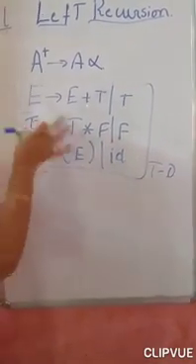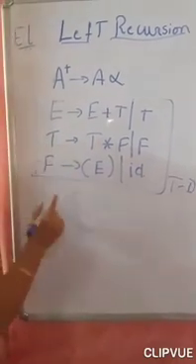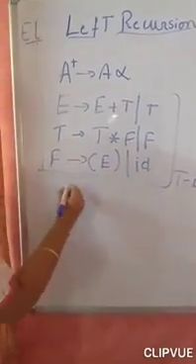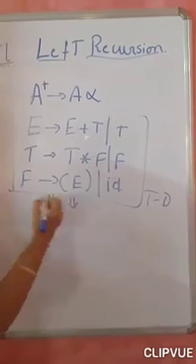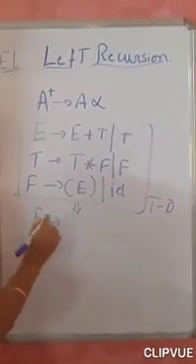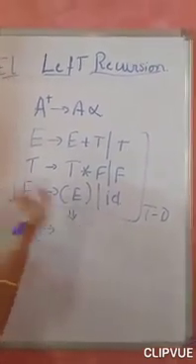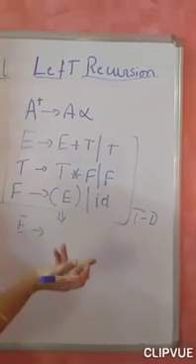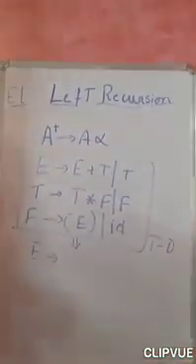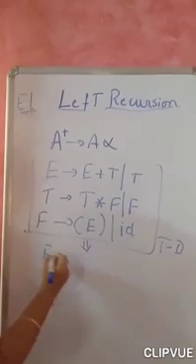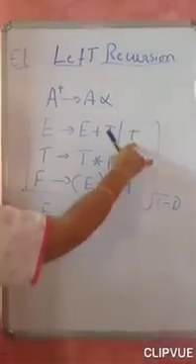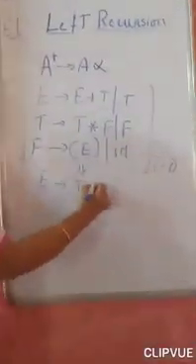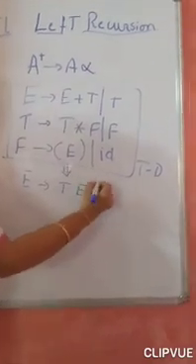Therefore, we need to eliminate the left recursions in this grammar. In order to eliminate this one, for E, as I told you, we need to introduce one more non-terminal. You can use any non-terminal name by convention, so let it be E dash. Beta is this one, so it is T E dash.